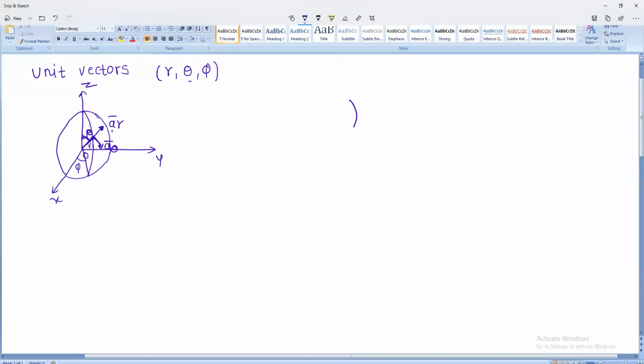And the third is phi. Now, how is this phi going? Phi is going in this direction, like this. So draw this line. The direction of angle phi. So the unit vector in the direction of phi is denoted by a bar phi.